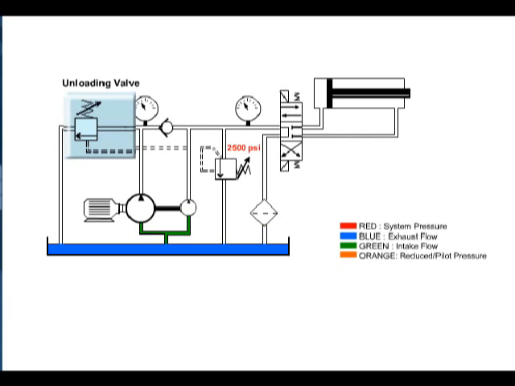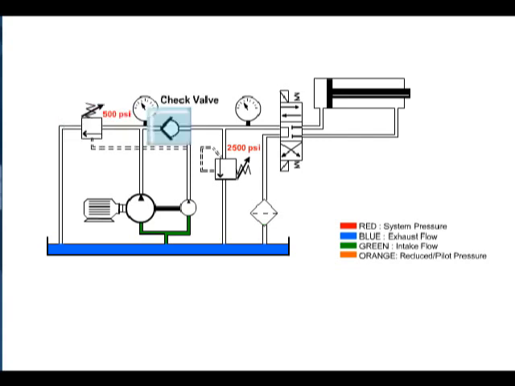Next, we will look at the function of the check valve. When the system pressure is less than the unloading valve setting, flow from the high-volume pump flows through the check valve to combine with the flow from the low-volume pump. After the unloading valve opens, this check valve closes so that the flow from the low-volume pump won't flow to the unloading valve.